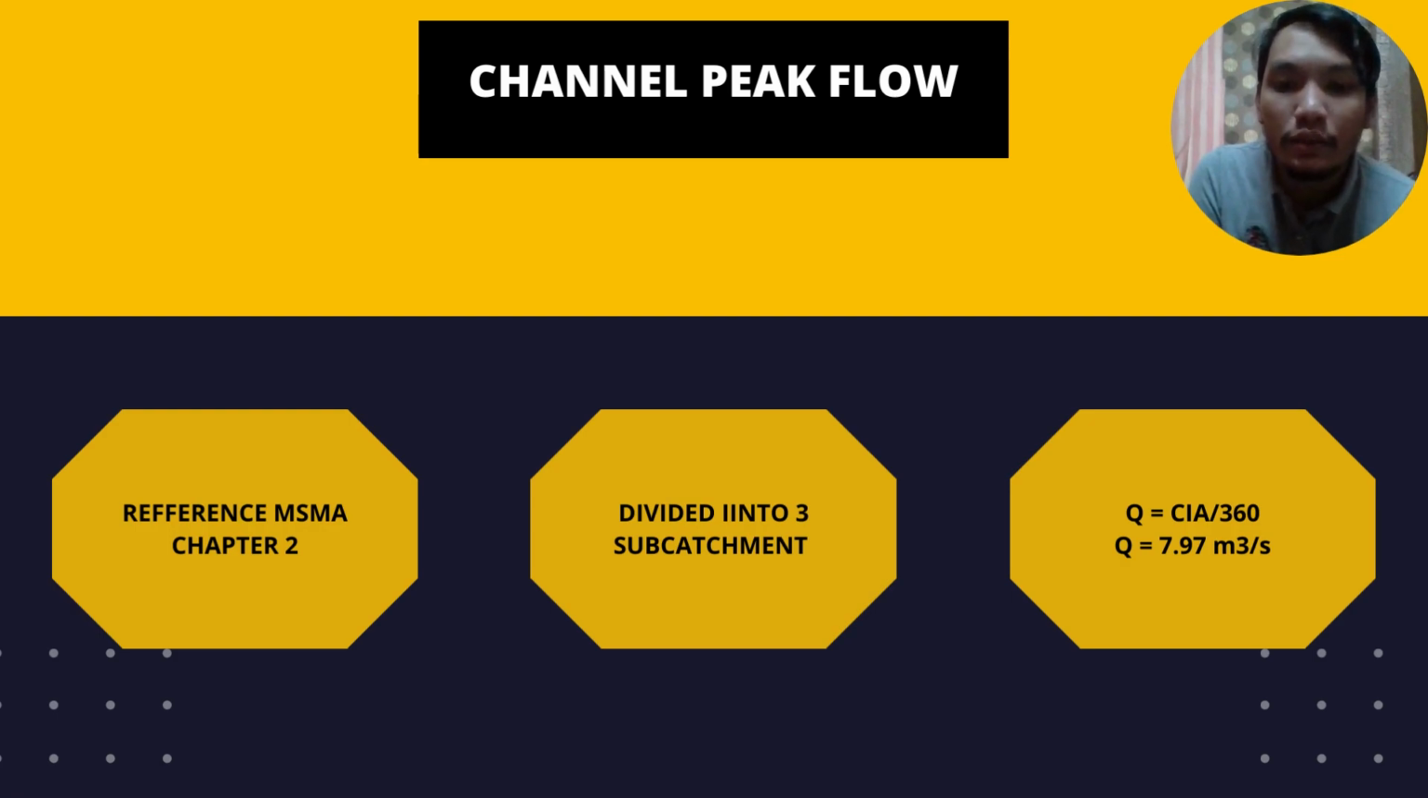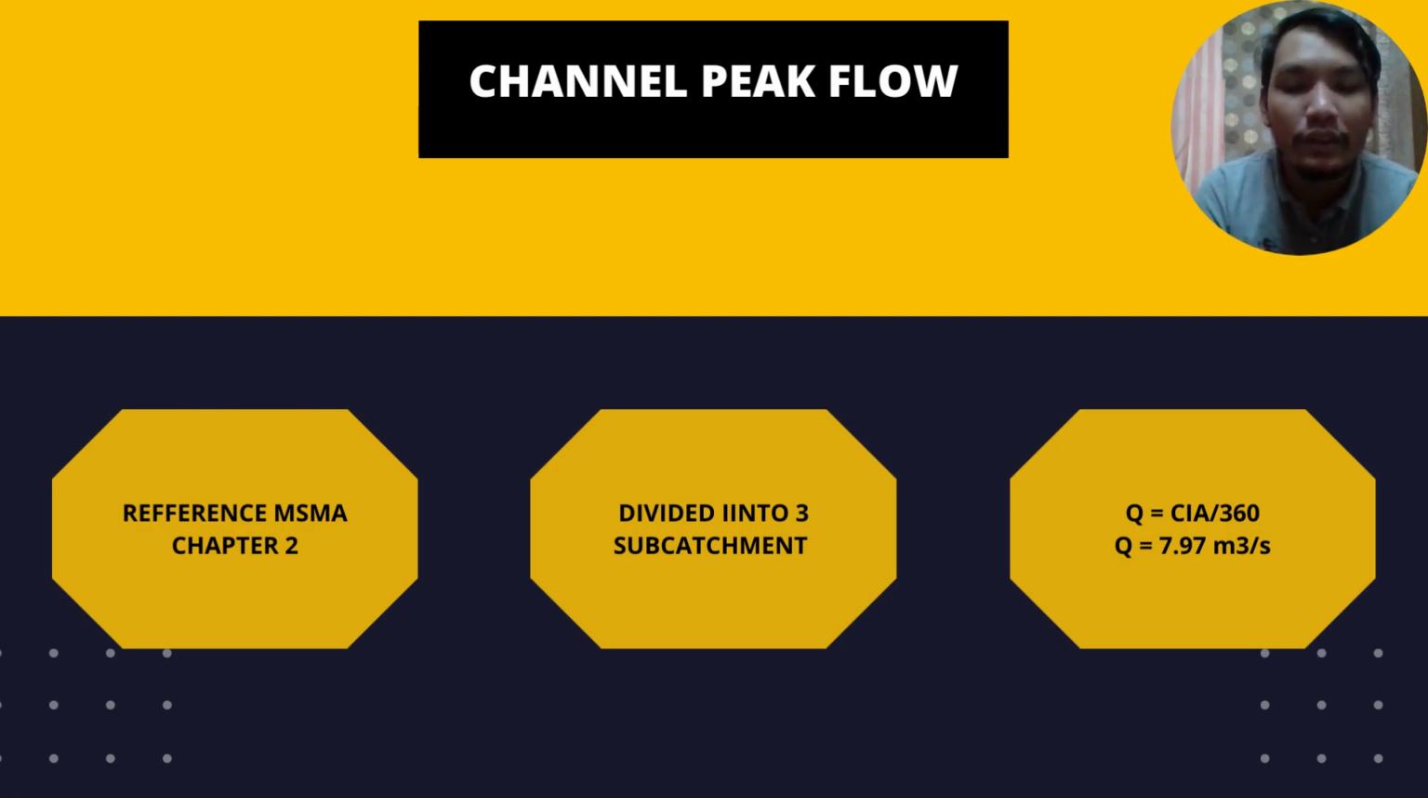The area is divided into three subcatchments, which are subcatchment A, B, and C. For each subcatchment we calculate its runoff coefficient, C, and the area of the subcatchment, A. The sum of the runoff coefficient times area of the subcatchments will then be multiplied by rainfall intensity, I, and then divided by 360.